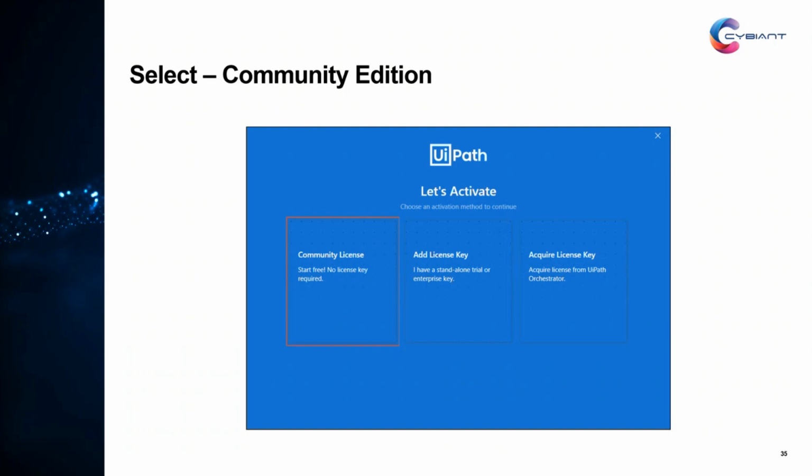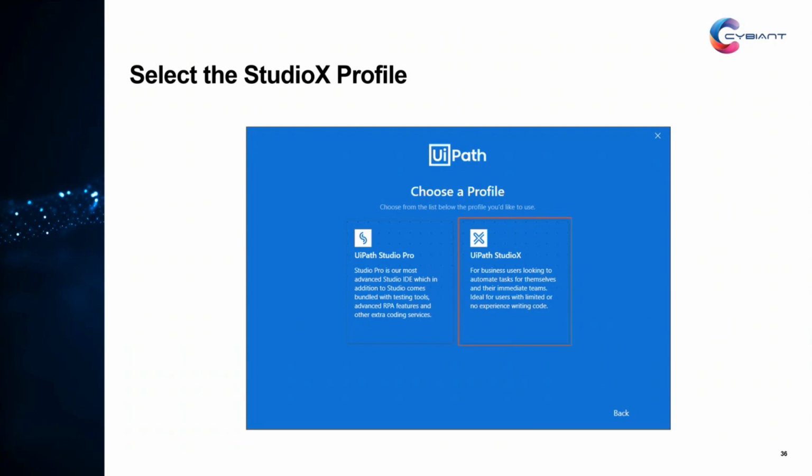Once UiPath is installed, if you see this page, then you just need to choose the community license. For today, we will be using the community license. Once you select the community license, you'll be asked to choose a profile. Today we will be working on the UiPath Studio X.